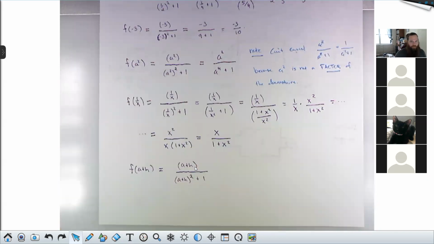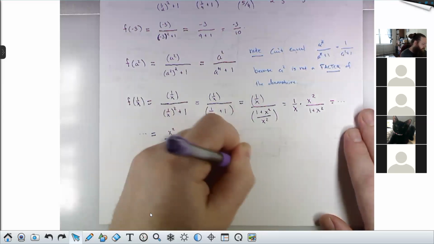And just like in the previous one, I can't cancel the a plus h's. There is a factor of a plus h in the top, right? The top is just this times 1, but there is not a factor of a plus h downstairs, right? This 1 doesn't have an a plus h that I could factor out to cancel with that. So no cancellation can occur here. There's really not much we can do.